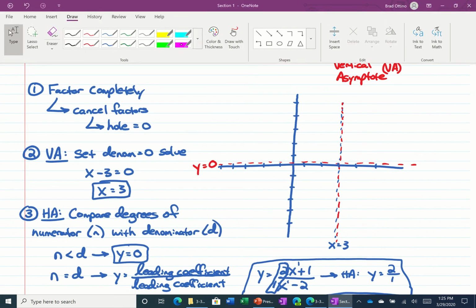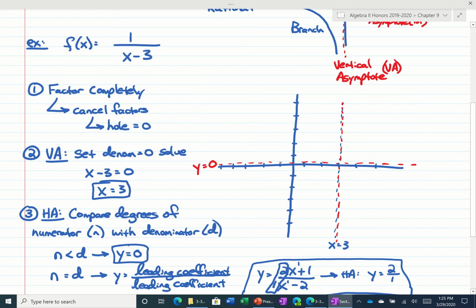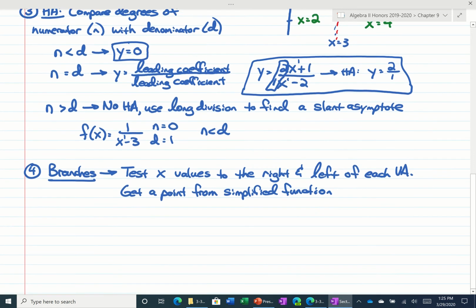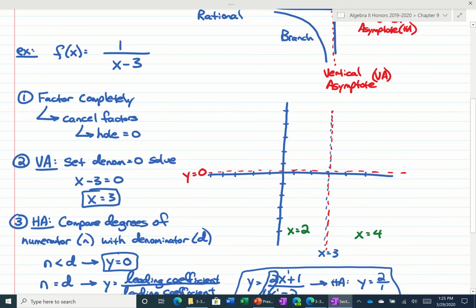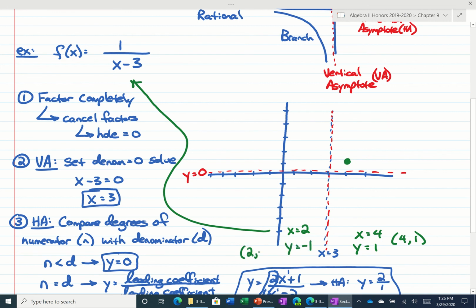For the problem we just were working on, our vertical asymptote is 3. So I'm going to pick a value to the right, like 4, and I'm going to pick a value to the left, meaning 2. And I'm going to plug those values into my simplified equation. Now, we didn't have to simplify it, so I'm just going to use the original. If you plug in 4 for x, y would be 1 over 1. So the point (4, 1) is on the graph. If we plug in 2, we get y would equal 1 over negative 1. So that means the point (2, -1) is on the graph.